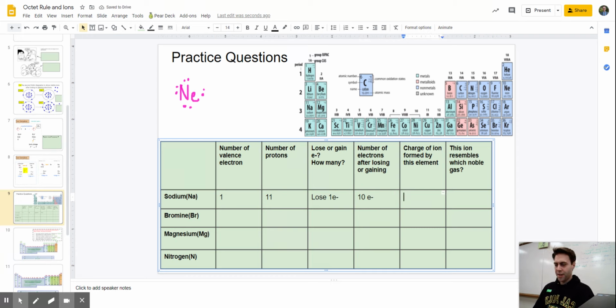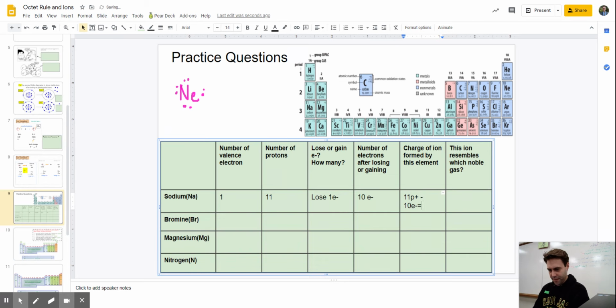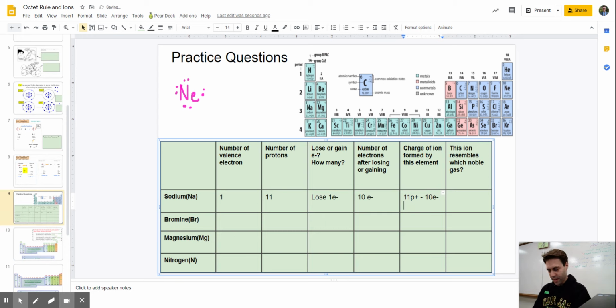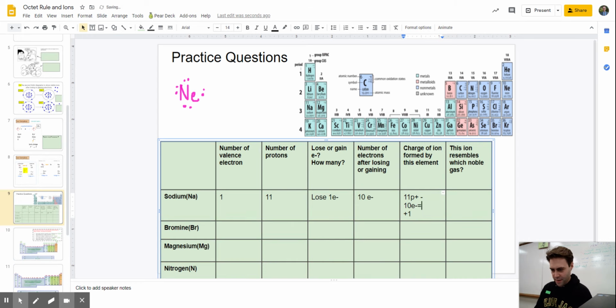So what's the charge? 11 e pluses minus 10 e minuses, right? And then you get plus 1. So the charge should be plus 1. I probably can't do it here, but yeah, there you go. 11 minus 10, and you get a positive 1.